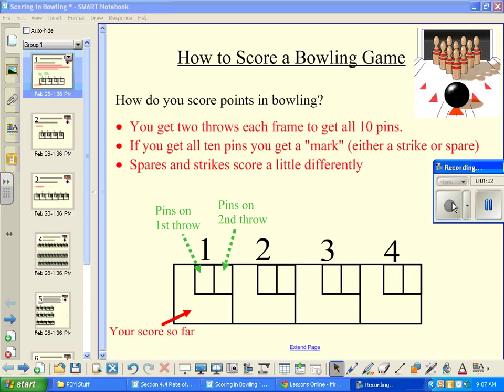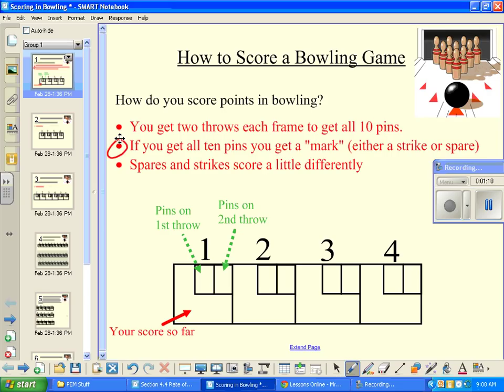Just a few notes to start with. You get 2 throws each frame, trying to get all 10 pins. What can make scoring a little tricky is that when you get all 10 pins, you get bonus pins the next time you throw. When you get all 10 pins in a frame, you get something we call a mark. And there's two different types of mark. There's either a strike, which is when you get all 10 pins down in one shot, or a spare, where you get all 10 pins down in 2 throws or 2 shots.